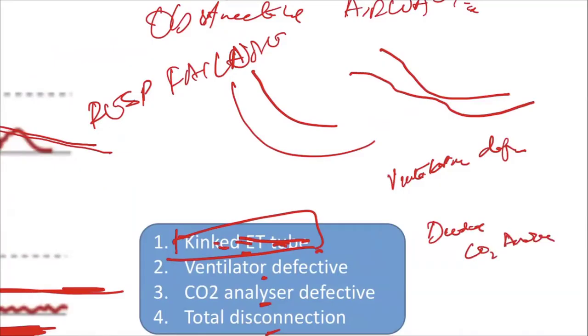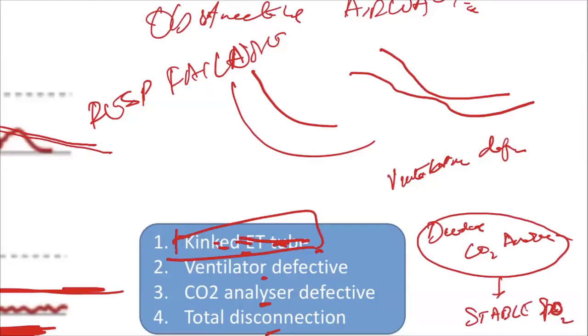Something is wrong with the waveform capnography. There is a difference between this. If something is wrong with the equipment that picks up the carbon dioxide, the patient will be stable. His vital parameters, especially the SpO2 levels, will be stable. If there is a ventilator failure, the mechanical ventilator has failed to work.